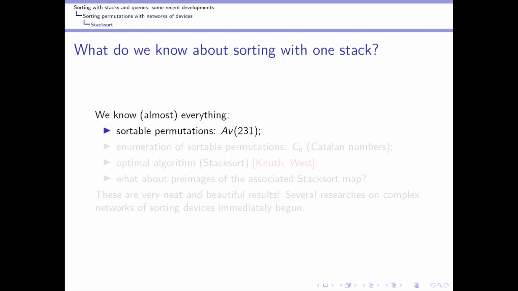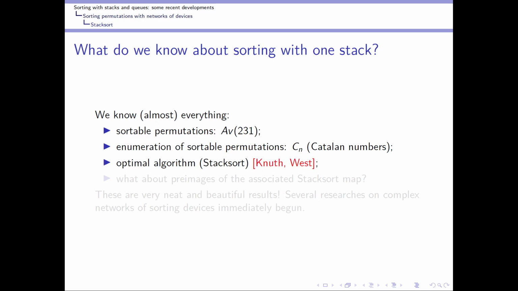And what do we know about stack sort? Well, we know essentially everything, even if there are still some things that are not completely understood. Anyway, we have a complete characterization of sortable permutations in terms of the avoidance of a single pattern of length 3, and we know that they are enumerated by Catalan numbers. We have an optimal sorting algorithm, which is stack sort. But for instance, we don't have a complete understanding of the preimages of the stack sort operator. There are many interesting results concerning this, but still many things are not clear. And this appears to be a not so easy problem.